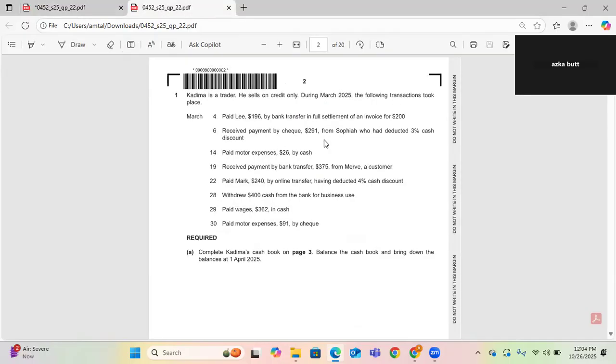Received payment by check note 291 from the Sophia who had deducted 3% cash discount. Okay. So she is basically your customer and you have allowed her the cash discount which is 3%. And she received a payment 291. Okay. So how much is the discount then? One second. Let me find out.